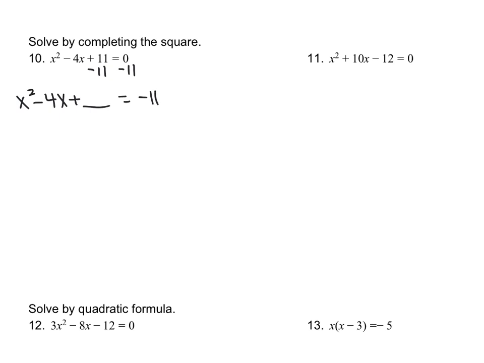And now we want to make the left side a perfect square quadratic. And we do that by doing b divided by 2 and then squaring it. So b is negative 4, it's the coefficient of the x term. Negative 4 divided by 2 is negative 2, and negative 2 squared is positive 4.